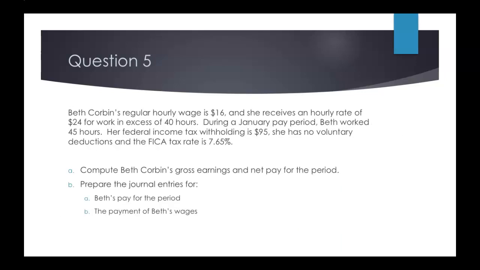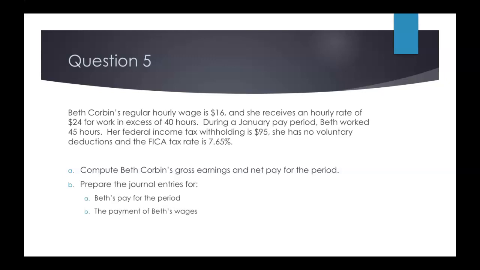Now let's take a look at question 5. So question 5 deals with FICA taxes, gross earnings, net pay, the payroll topics that you covered in chapter 11. So Beth Corbin's regular hourly wage is $16. And she receives an hourly rate of $24 for work in excess of 40 hours. So up to 40 hours a week, Beth is making $16 an hour. If she works overtime during that week, she gets $24 per hour.